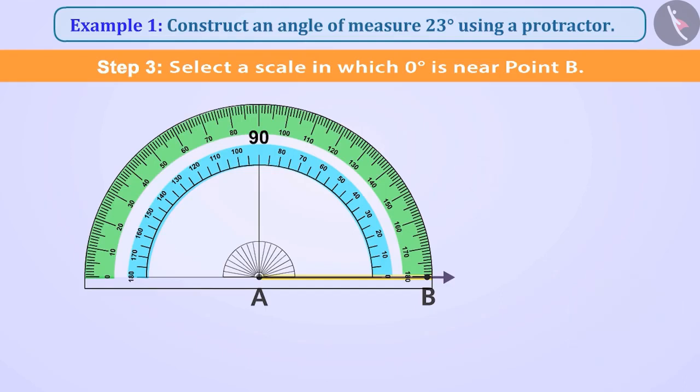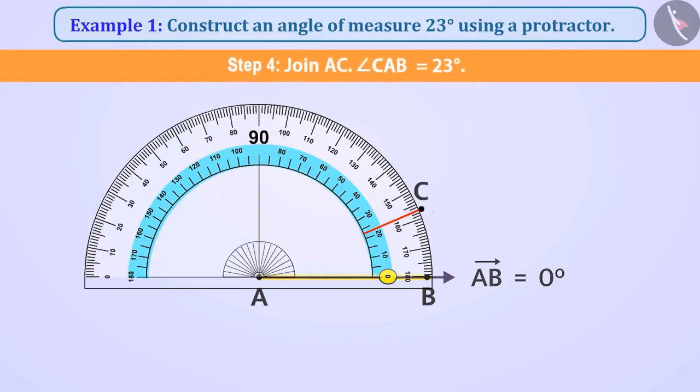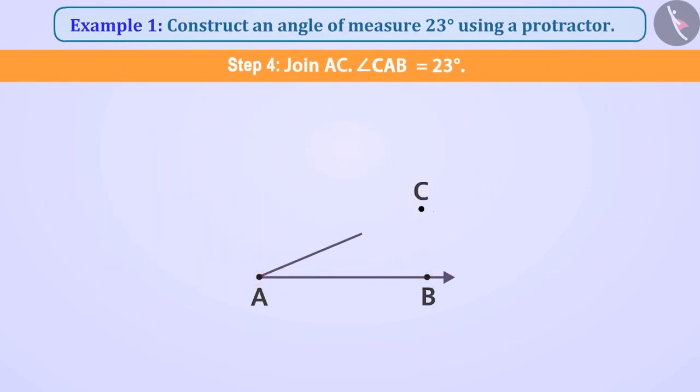Absolutely right. We will see a scale on which 0 degree is near point B. In this way, we will consider line AB as 0 degree. Moving on this scale, we will see at which place 23 degree section falls. We will mark point C in front of this. Step 4. Now we will draw line AC starting from point A and going from point C. Now we have constructed the angle CAB measuring 23 degrees.